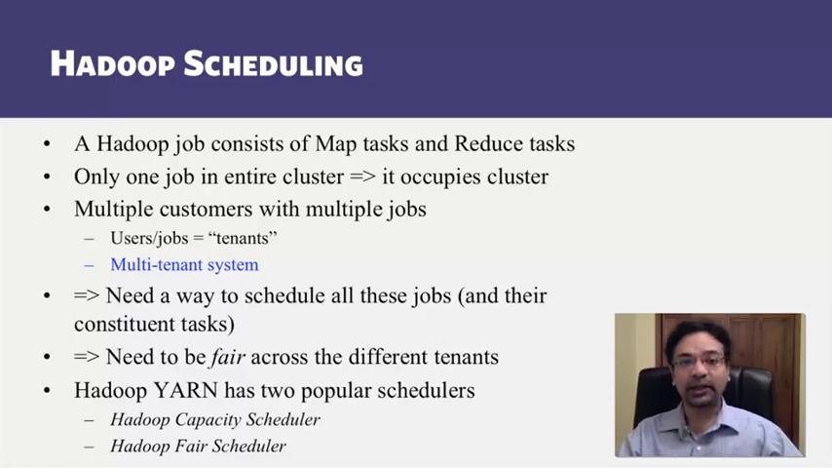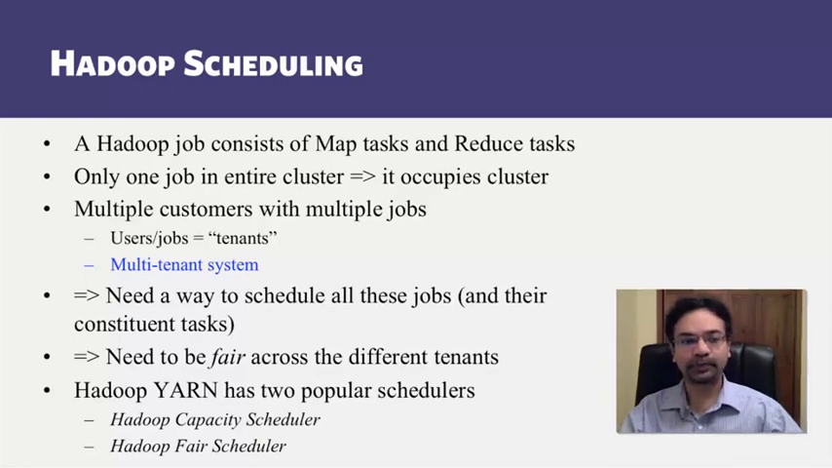However, you might have multiple customers with multiple jobs, and these users, customers, or jobs are known as tenants in the cluster. So you have essentially a multi-tenant system where there are multiple tenants occupying the cluster and competing for resources that the cluster has. So you need an approach or a strategy to schedule all these jobs from across the different tenants. And when I say schedule jobs, I essentially mean schedule the tasks that are inside these jobs.